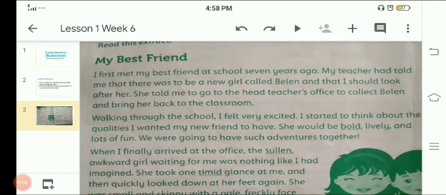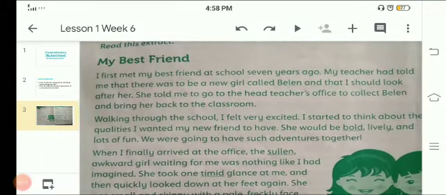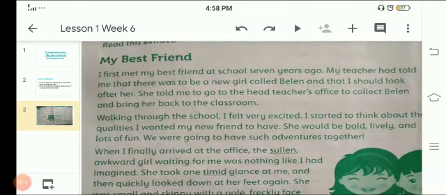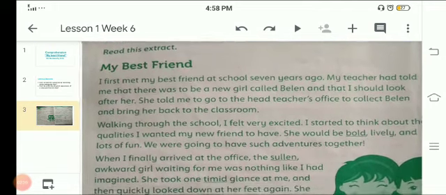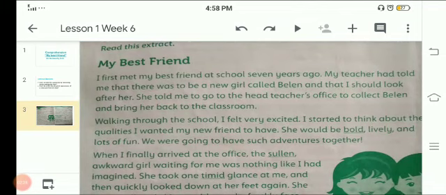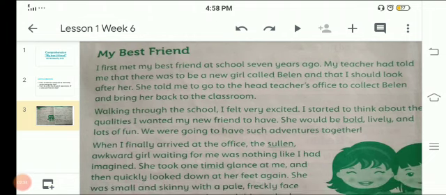Okay, now there is a narrator in the story. Students, like "I" is the first person who is the narrator, who is telling the story of what is happening in the text. So there was a girl who met her best friend in school 7 years ago. She is telling us that her teacher told her that there was a new girl in the school called Balin and she should look after her. The teacher gave the responsibility to the girl to take care of the new girl.